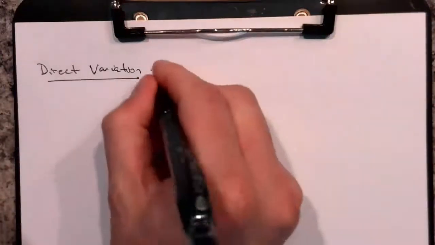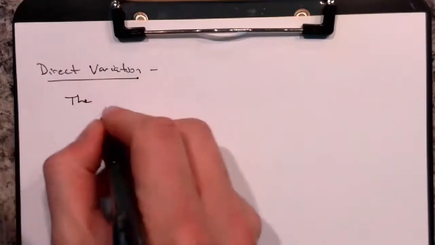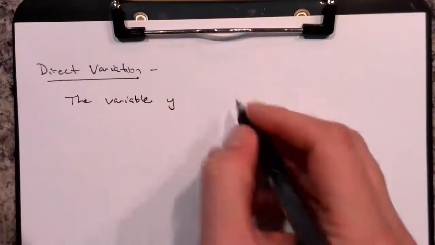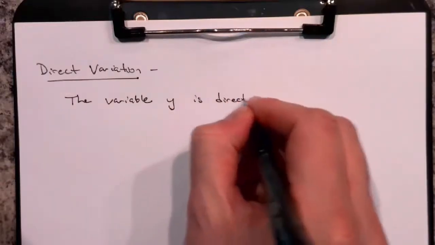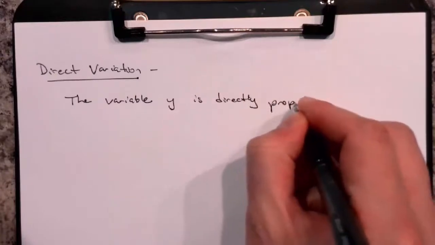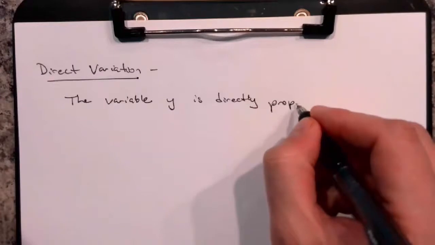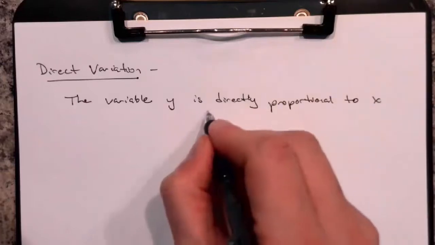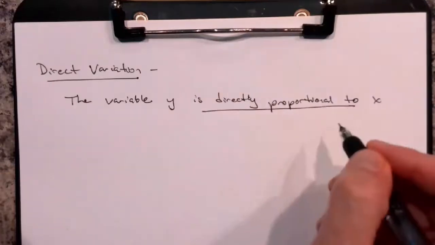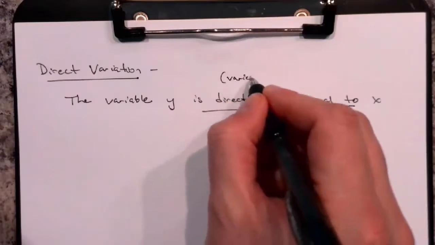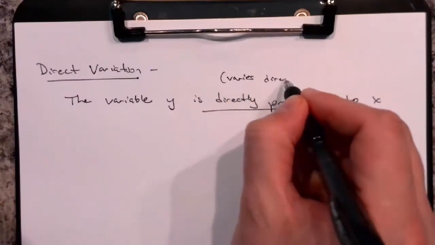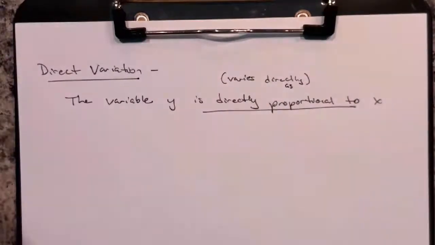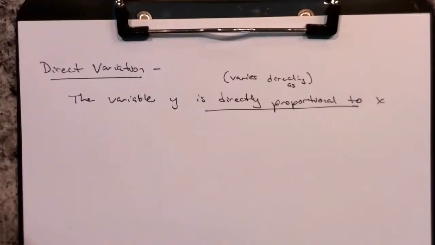For direct variation, you might hear something using these words: the variable y is directly proportional to x. When you say directly proportional to, sometimes you might hear that said as varies directly, or varies directly as. So the variable y is directly proportional to x, or y varies directly as x.